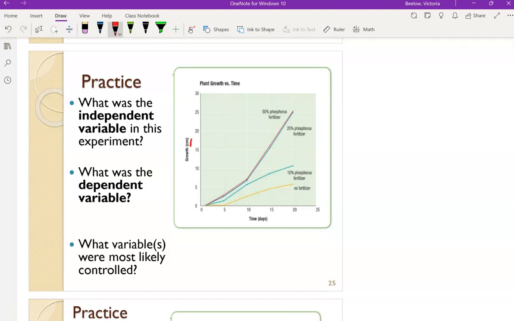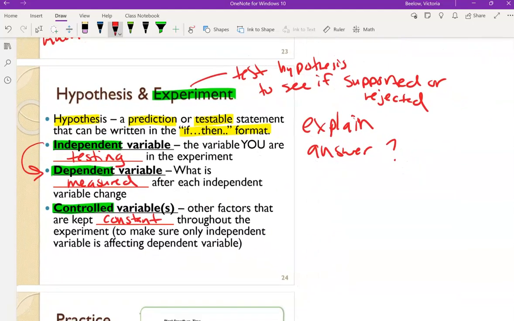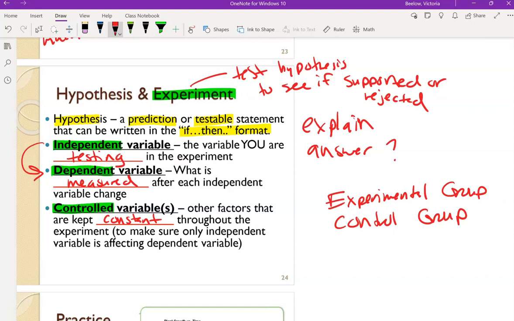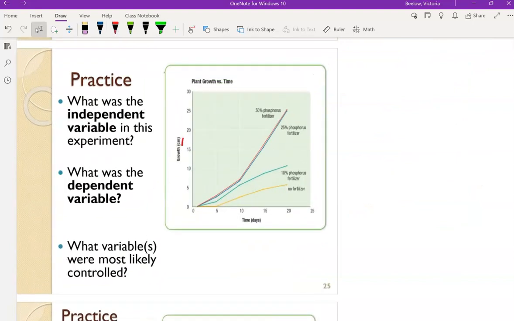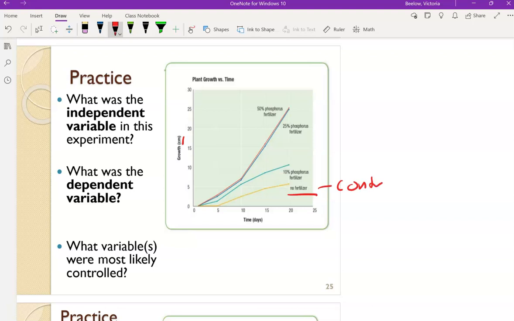So I can see here that there were a couple different groups that were being tested. I know I didn't add it on here, but you can also have an experimental group and a control group. So the experimental group is the one that would get the independent variable, and then the control group, they would not get the independent variable. So they're the control in the experiment. So in this experiment here, the no fertilizer, this was probably the control group. And then the experimental groups, we had 3 different percentages of phosphorus in the fertilizer. And then we tracked the plant's growth over, looks like 20 days.